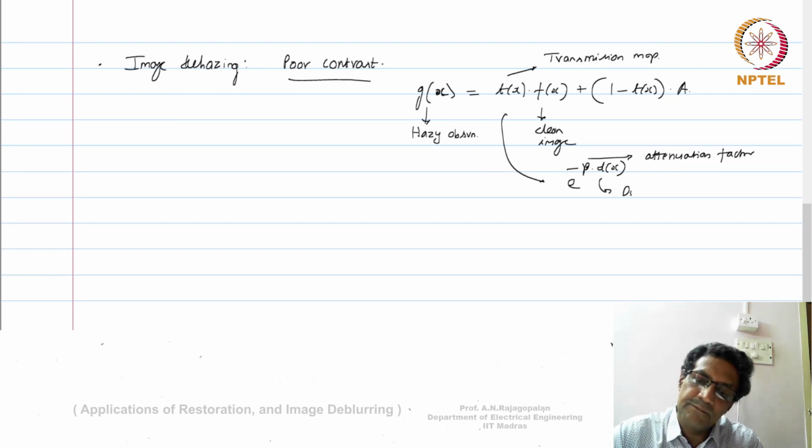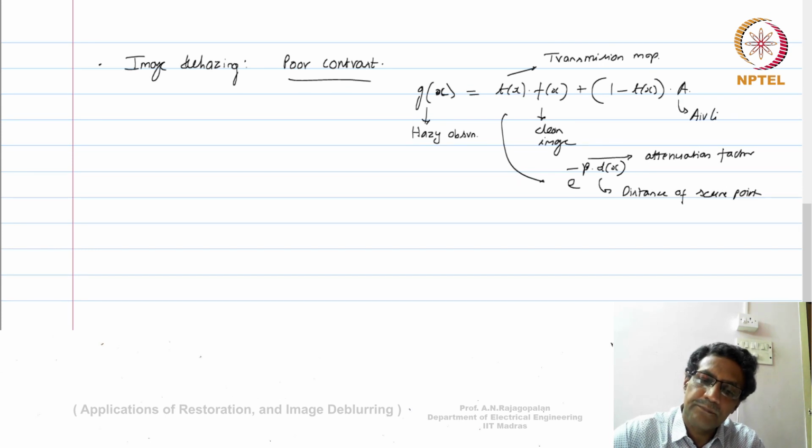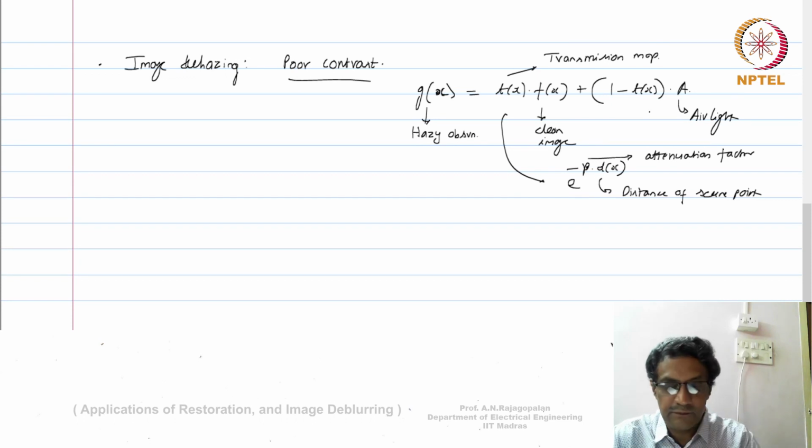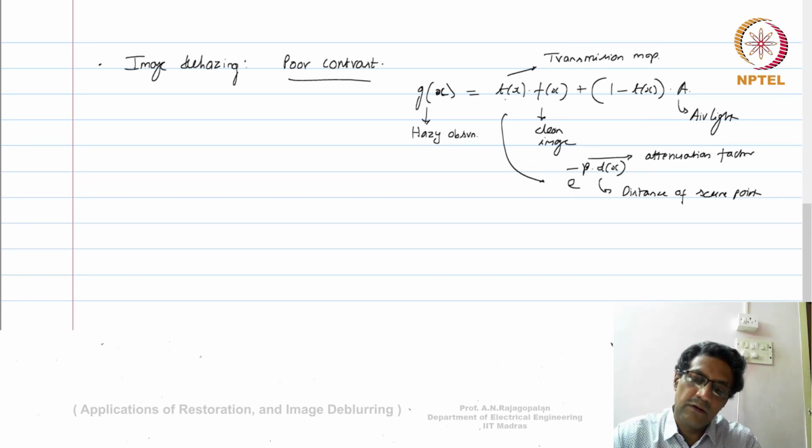d of x is the distance of the scene point from the camera, and A is called the air light. So the idea is that ideally you would have liked to see f, but what you see is a convex combination of these two terms. This kind of convex combination leads to an image that looks hazy. The question is, can you solve for the transmission map? What is known to you is only g of x, and you're asking what the original clean image is.